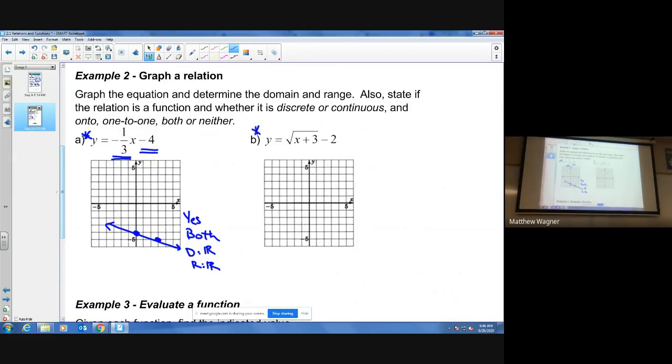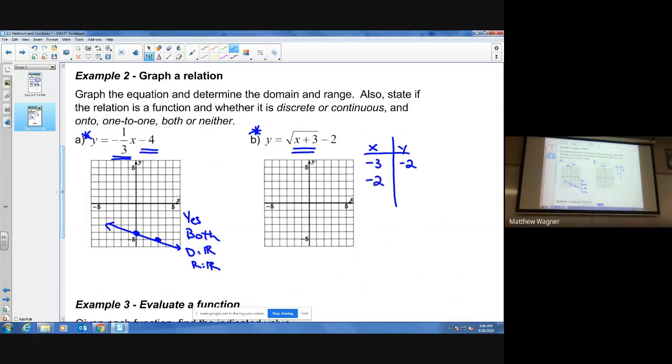Looking at example B, a square root function is something you probably haven't graphed before. So whenever we don't know how to graph something, it's really nice to create a table. Okay, so I'm going to pick some easy square roots because I really like nice numbers when I'm graphing. So I'm going to think, well, what's the square root of 0? So when I plug in -3, -3 plus 3 is 0. The square root of 0 is 0. 0 minus 2 is -2.